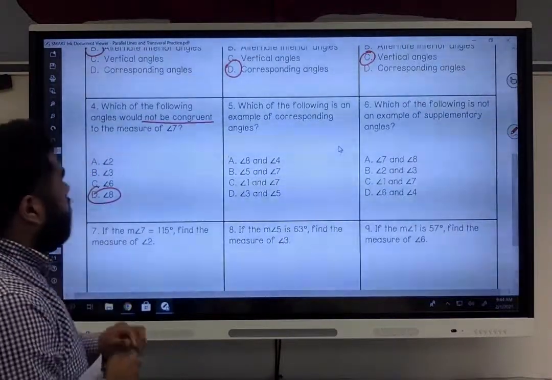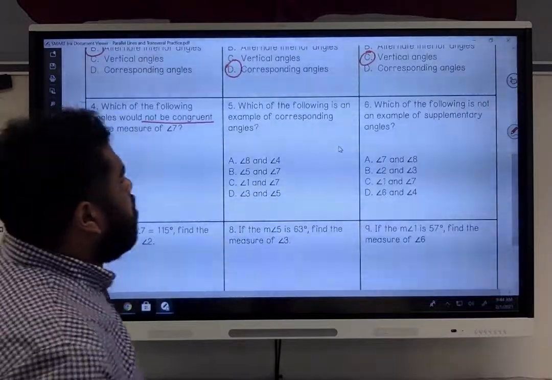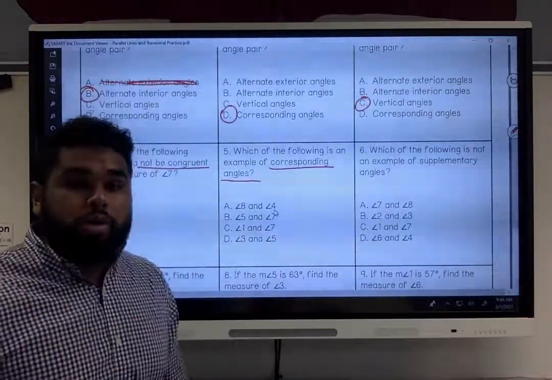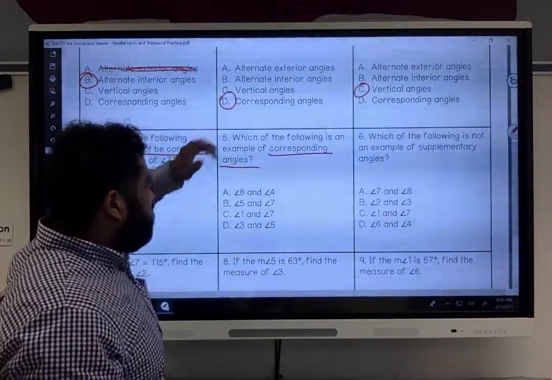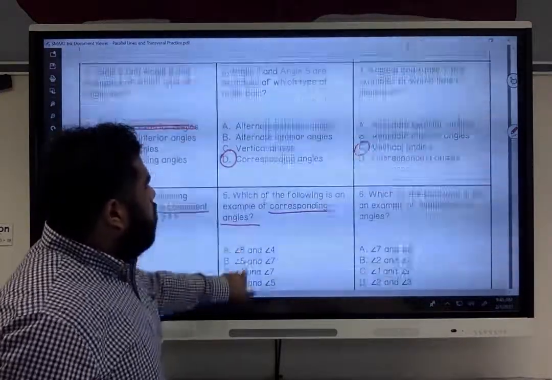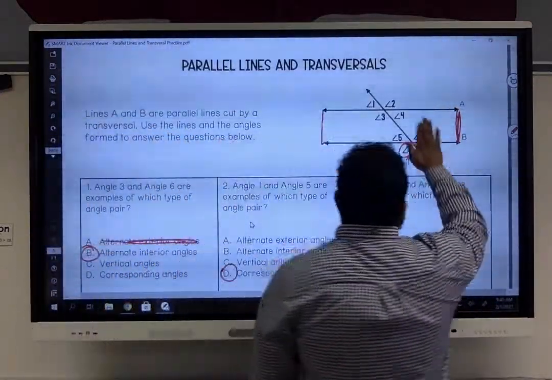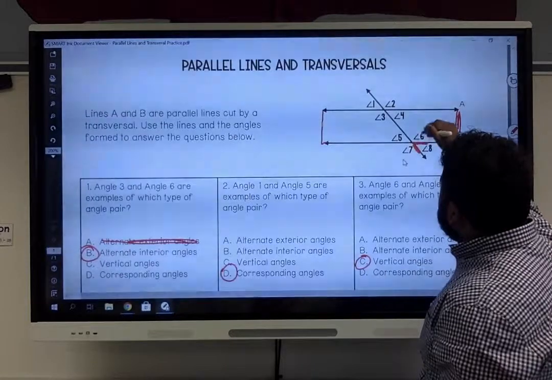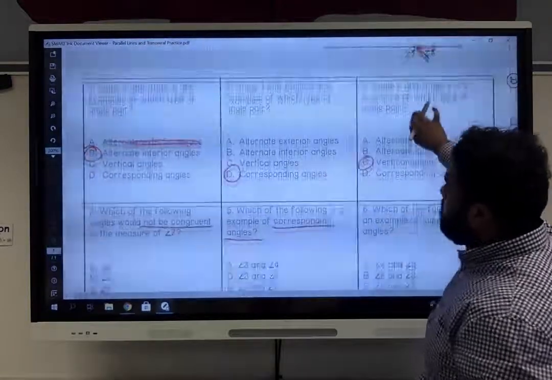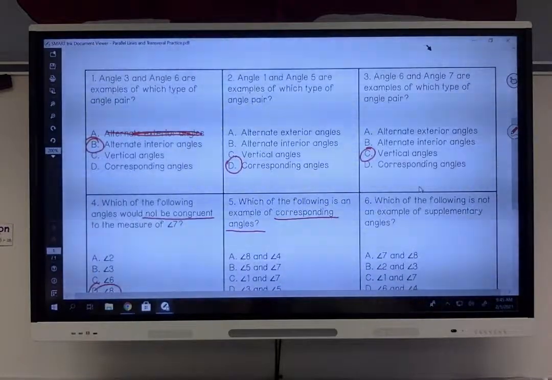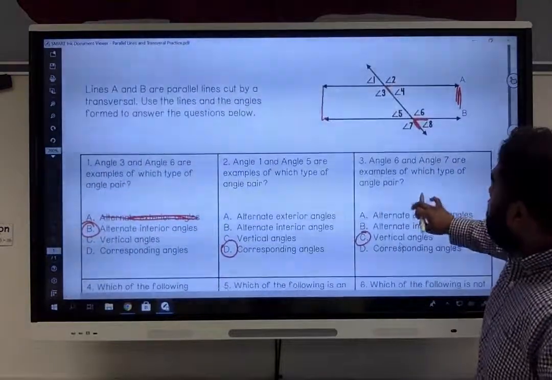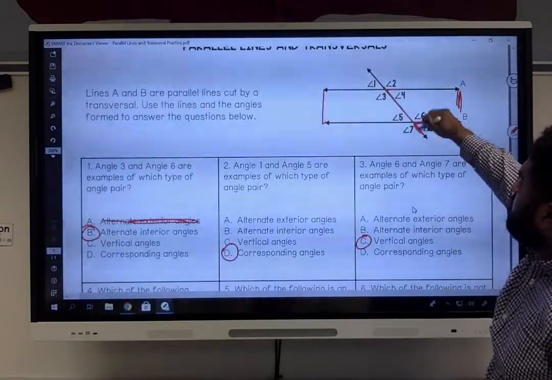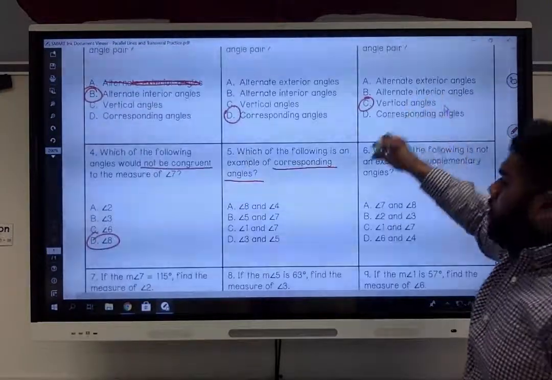Okay. So, which of the following is an example of corresponding angles? Now, remember, corresponding angles are matching corners, angles that look exactly alike. So let's see, 8 and 4. Let's look at 8 and 4. Now, are these matching corners? Well, I would surely say so. Because we're looking for corresponding angles, and are these two angles matching? Yes, they are. Are they on the same side of that transversal? Yes, they are. So they are corresponding angles.